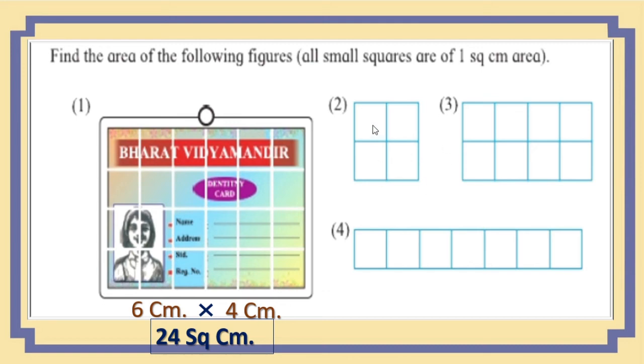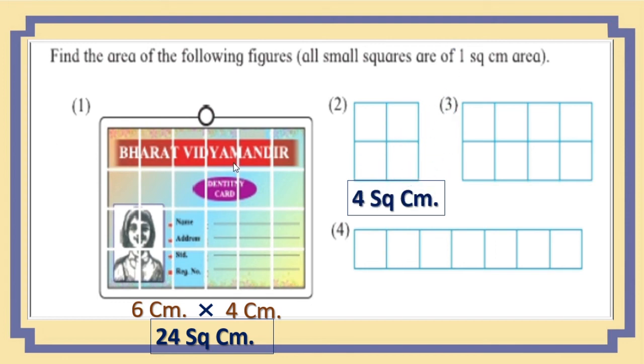Okay. Now we will try to find the answer for this. What is the area of this figure? 1, 2, 3, 4, or 2 multiplied by 2. Here is also 2, here is also 2. So what is the answer? Very good. 4 square centimeter.